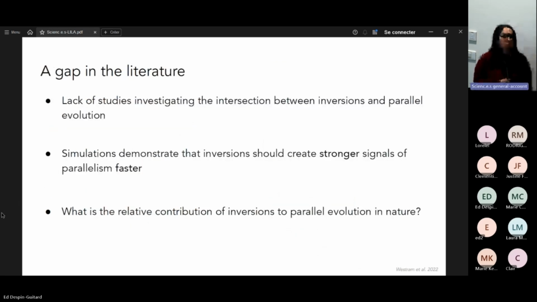And so inversions in parallel evolution end up representing this sort of gap in the literature, where we have a lack of studies investigating the intersection between them. But we know through simulations that inversions should create a stronger signal of parallelism faster. And so we want to know what the relative contribution of inversions to parallel evolution is in nature.